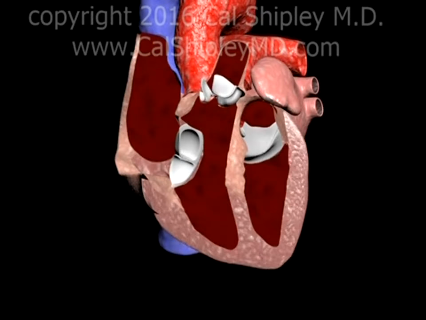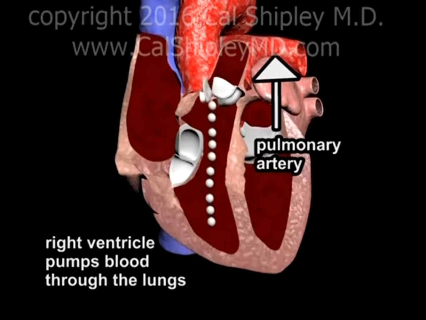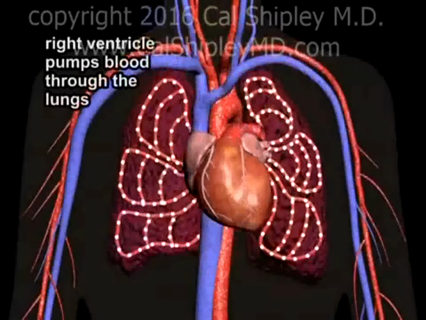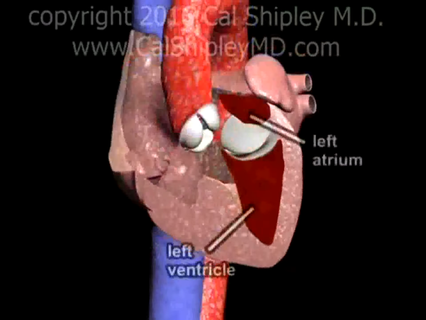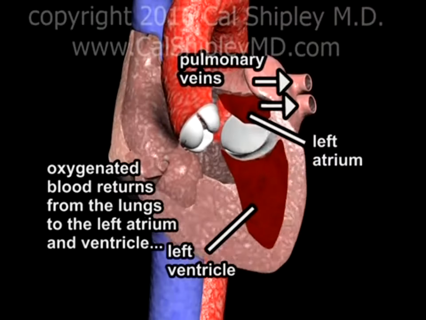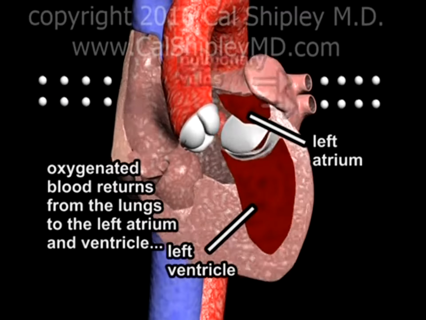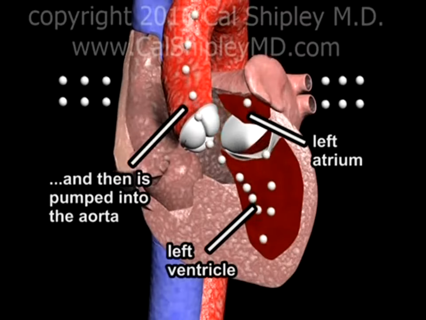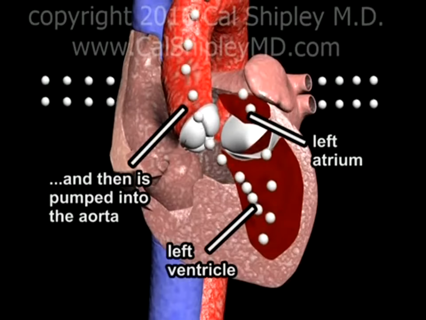Now let's take a closer look at the circulation of blood through the lungs. The right ventricle accepts deoxygenated blood from the venous system via the right atrium and pumps the blood through the pulmonary artery and into the lungs, where it is freshly oxygenated. The freshly oxygenated blood is returned to the heart through the pulmonary veins into the left atrium and then into the left ventricle. The left ventricle then pumps the oxygen-rich blood into the aorta and hence to all organs and tissues of the body.